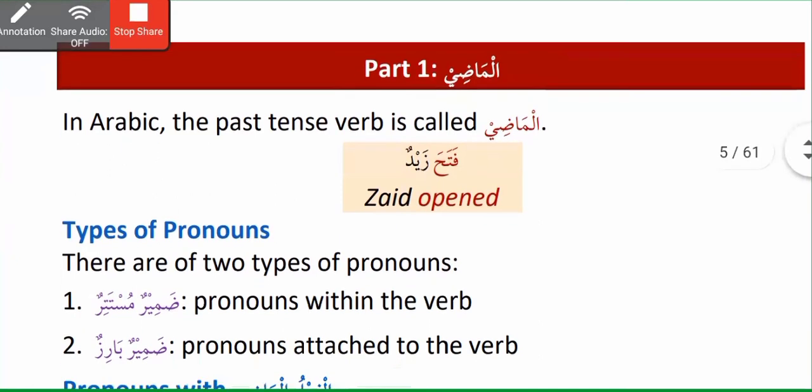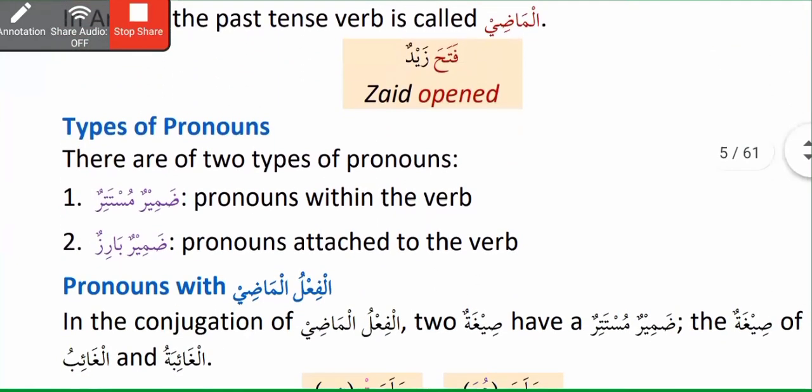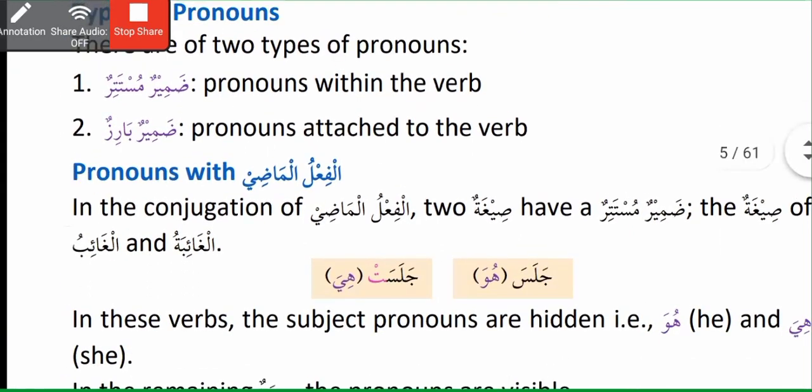So we have types of pronouns. There are two types of pronouns. The first one is Zamir Mustatir, and the second one is Zamir Bariz. So the Zamir Mustatir is pronouns within the verb, and the Zamir Bariz are pronouns attached to the verb. So how is that? So pronoun with al-fi'l al-madi.